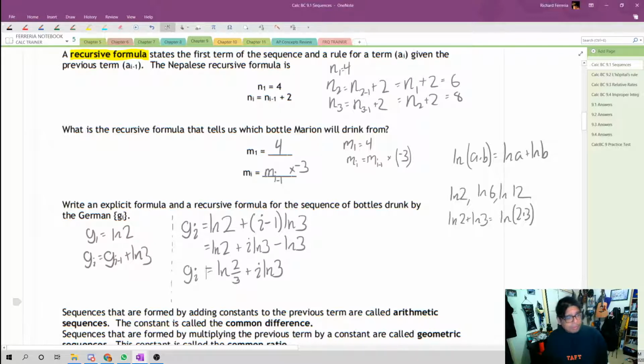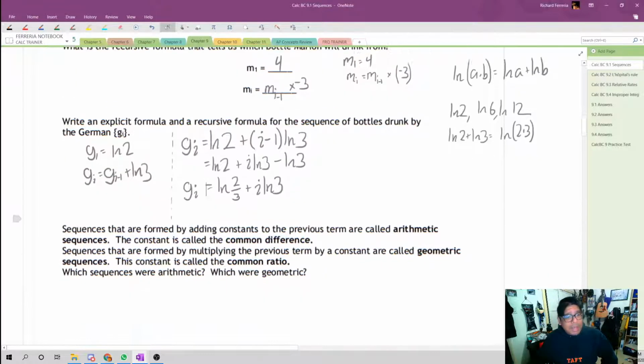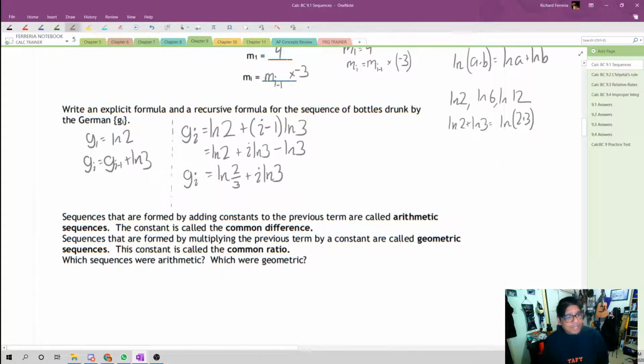Okay, that's all of our natural log stuff for today. And sequences that are formed by adding constants, like this natural log of 3, we call that an arithmetic sequence. The constant that we keep adding is called the common difference. So in our case, the common difference is natural log 3.